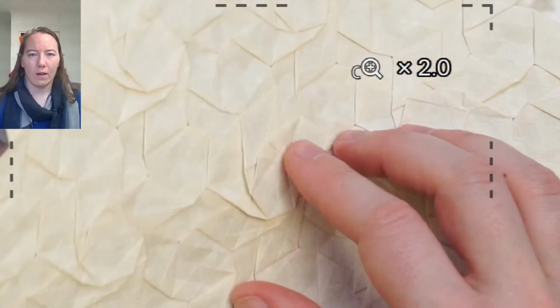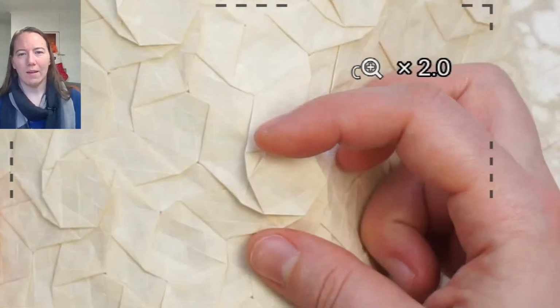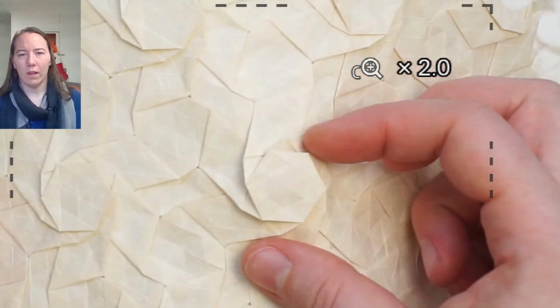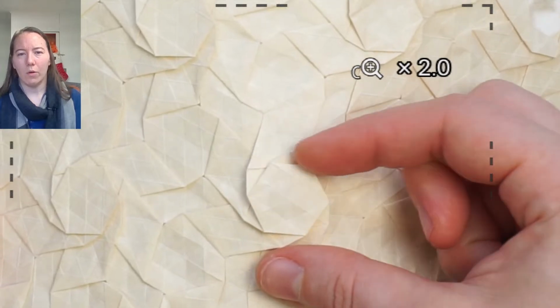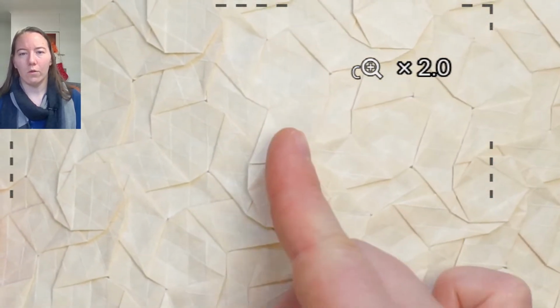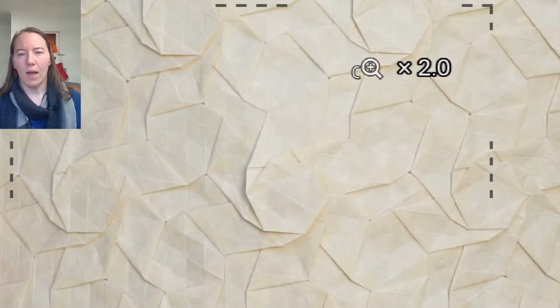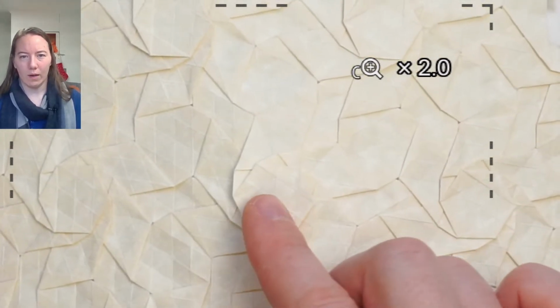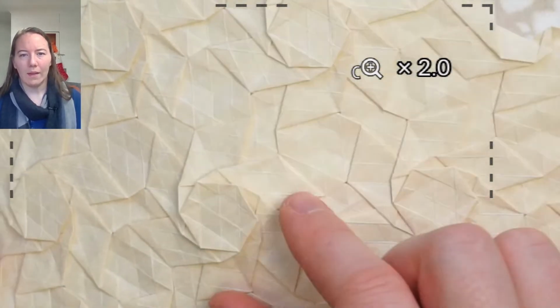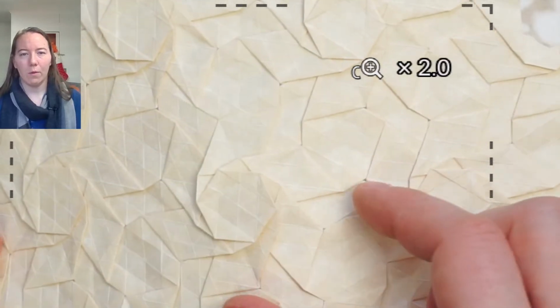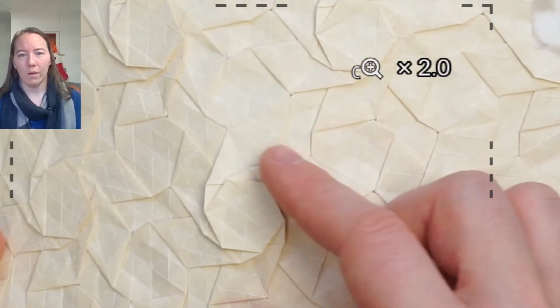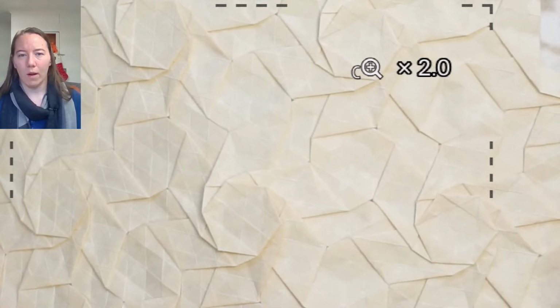So here we have a hexagon, and its edges are not on grid lines. Specifically, they are perpendicular to grid lines. And that's a giveaway for the open hexagon. And then here we again have these shapes with some pointy corners and some fat corners. That's going to be a rhombus.